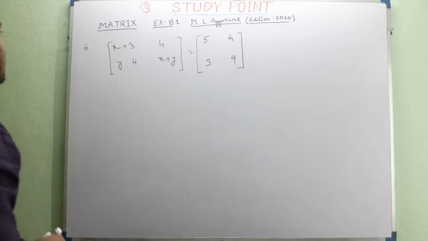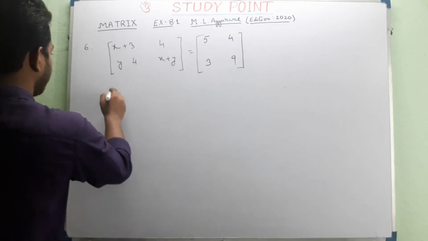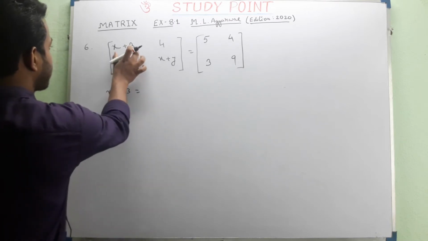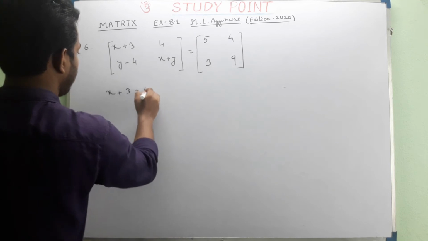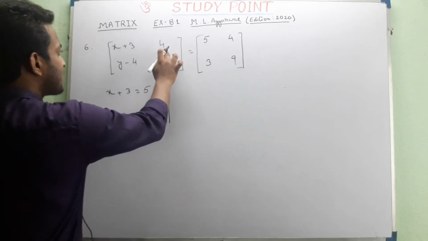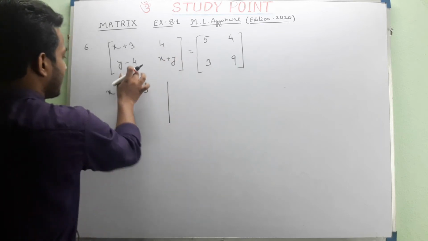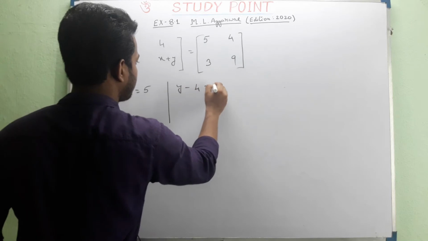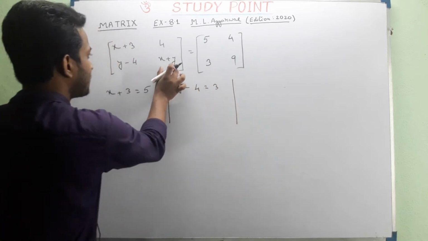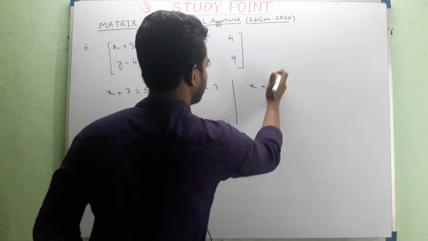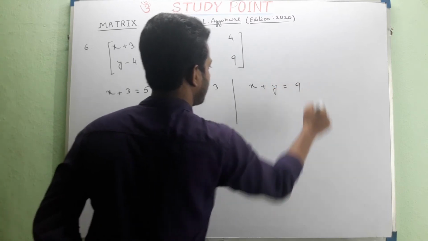Now the next one is question number 6. First let us write this thing: x plus 3 is equals to 5. As there is only a constant term, I need not write. Write this one: y minus 4, that is equals to 3. And here x plus y, that is equals to 9.